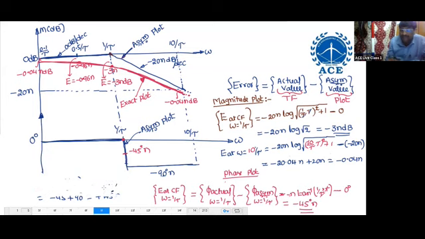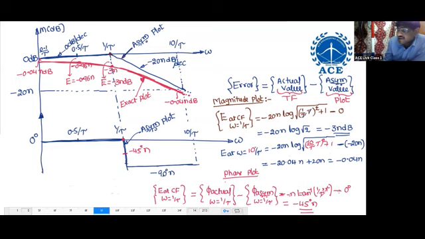So the error at corner frequency is the midpoint. From 0 to minus 90, the midpoint is minus 45, so minus 45 degrees n. Now calculate the error at 0.5 by tau. Just substitute 0.5 by tau here.